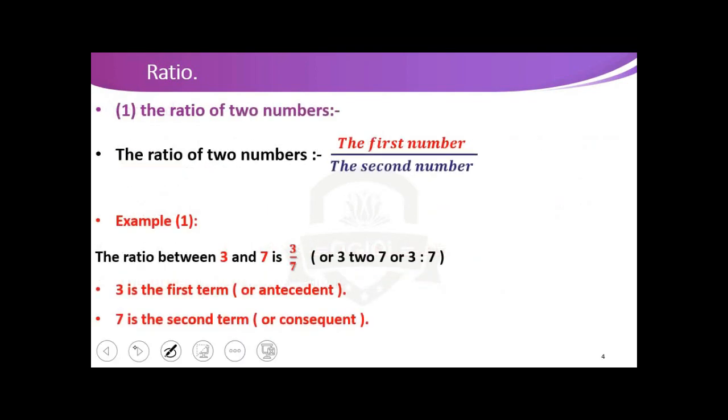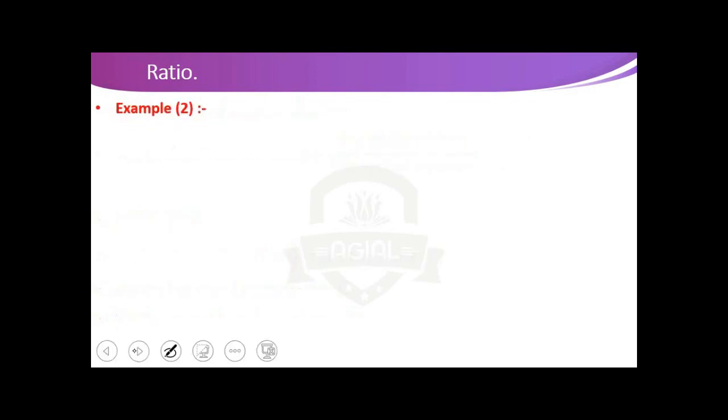The ratio of two numbers equals the first number divided by the second number. For example, the ratio between 3 and 7 is 3 over 7, or 3 to 7, in 3 forms. 3 is the first term, or called antecedent. And 7 is the second term, or called consequent.